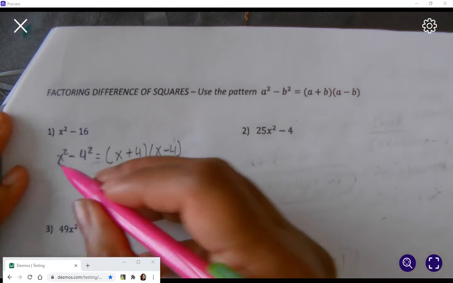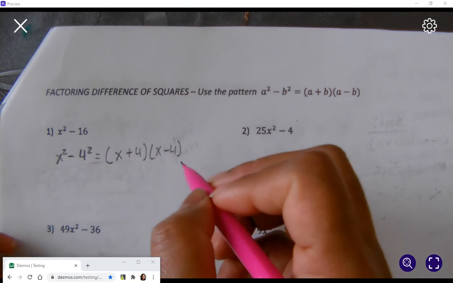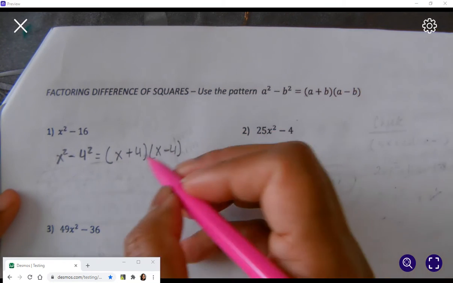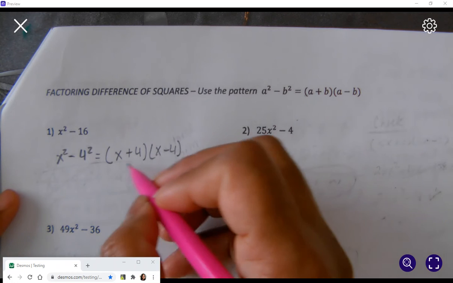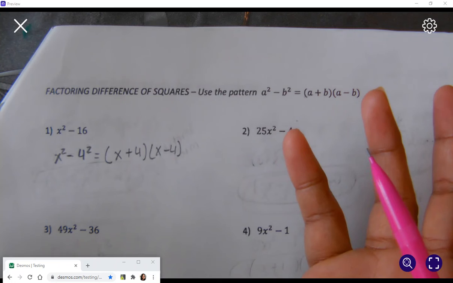As long as you can write both of these terms as a square, you can then factor it out like this. Rewrite it in a factored form. And we know this is in factored form because now we see parentheses. Therefore, it's factored, meaning you can multiply it back out.